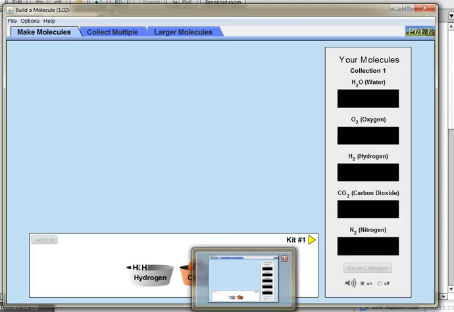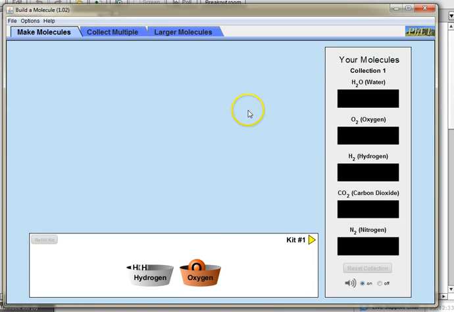All right, so let's do another lab. This is a small lab where we'll make molecules. This is kit 1. It consists of hydrogen and oxygen, and we can make molecules using different atoms.